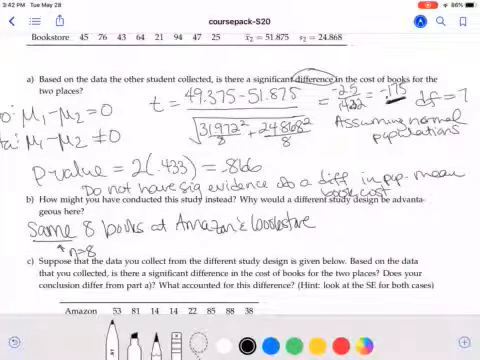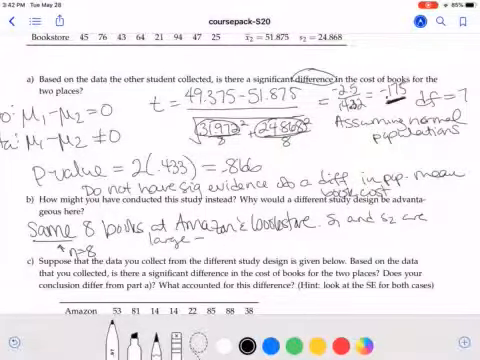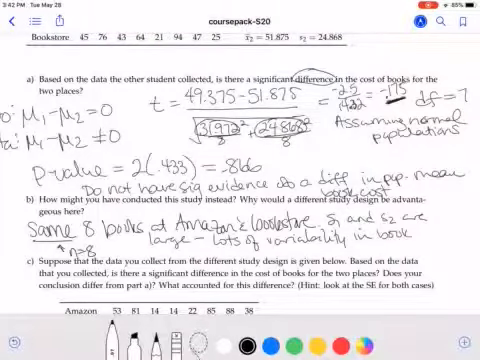Notice that our standard deviations, S1 and S2 from our original data, are pretty large. What that is producing is a fairly large value in the denominator part here, that 14.32. So S1 and S2 are large. Why are they large? That's because there's lots of variability in book prices.